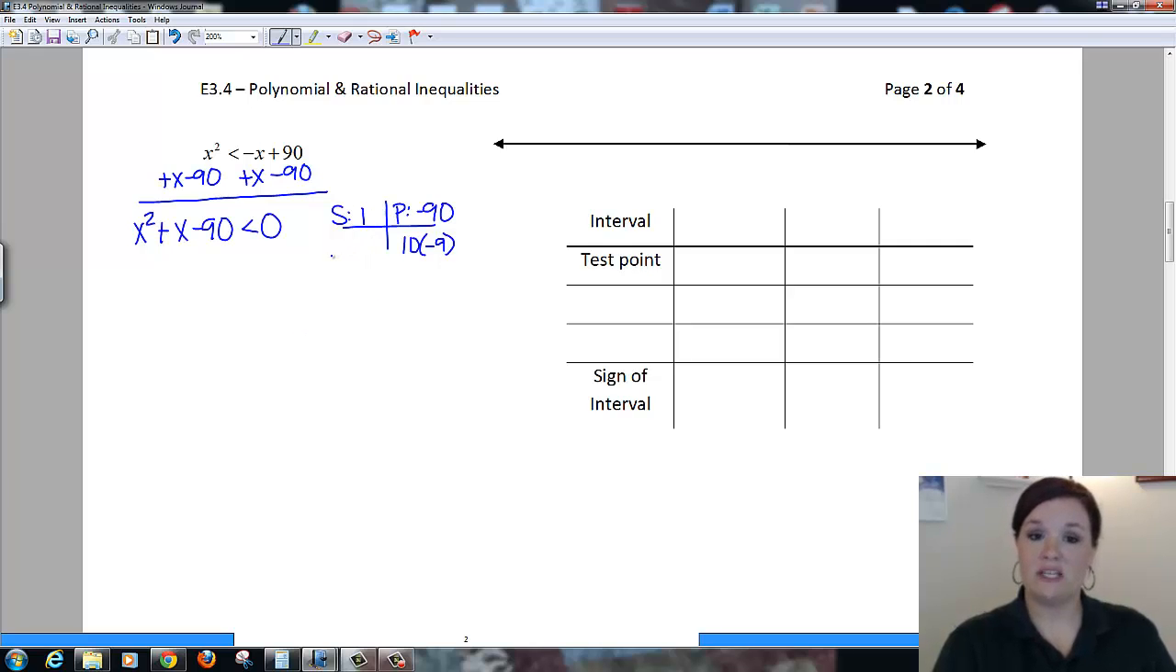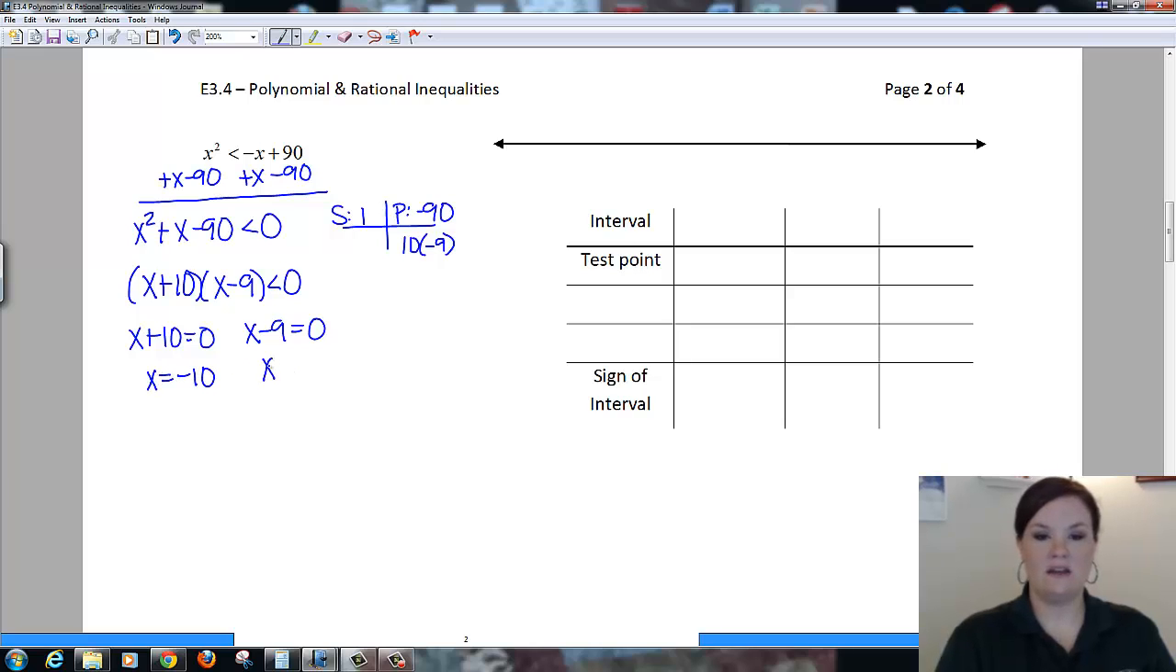Since my leading coefficient is a 1, I know that these are my factors, which tells me that this factors into x plus 10 times x minus 9, and then I just set each one equal to 0 and solve. So x plus 10 equals 0, x minus 9 equals 0, which gives me x is equal to negative 10, or x is equal to 9. Those are my zeros, so I'm going to write them here. My zeros are negative 10 and 9, and I'm not going to include these zeros because my symbol is a strict less than. So I'm going to use parentheses.